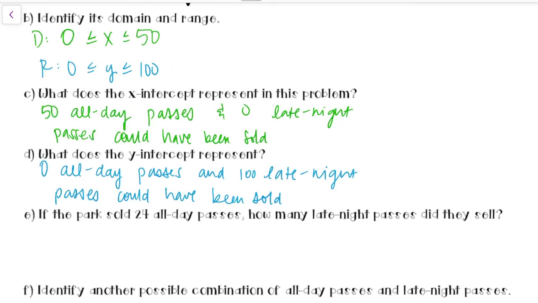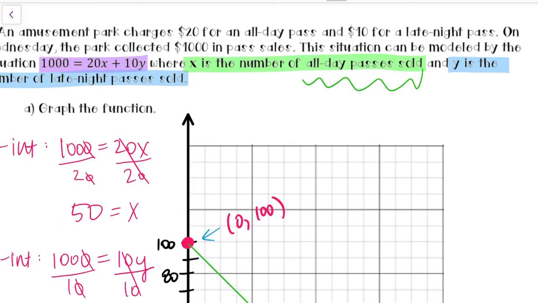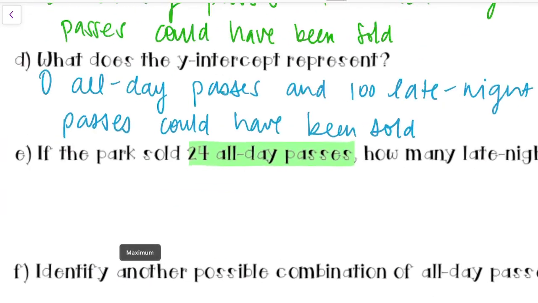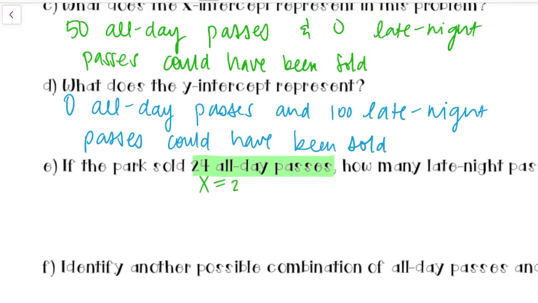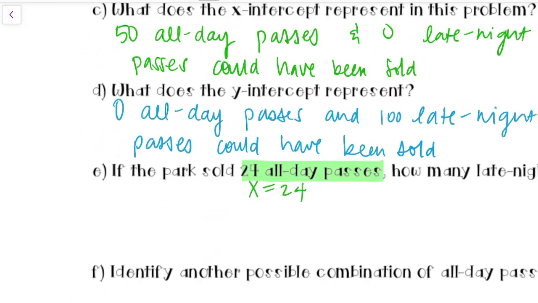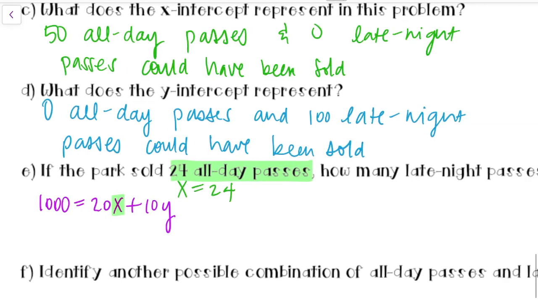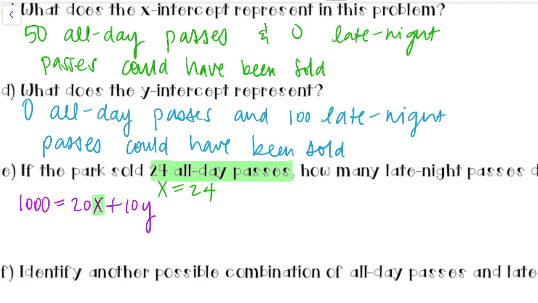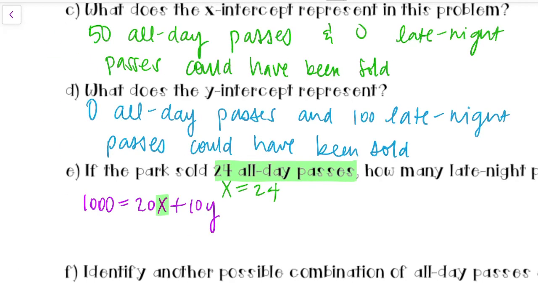Alrighty. E, if the park sold 24 all-day passes, how many late-night passes did they sell? Well, they gave us a value to plug in. Go back up above, x is the number of all-day passes. So if they give you a number of all-day passes, that means they want you to plug in x equals 24. So our equation is 1,000 equals 20x plus 10y. And then we are going to plug in 24 for x and then solve for y. We want to know how many late-night passes were sold. Well, y stands for late-night passes, so this makes sense.